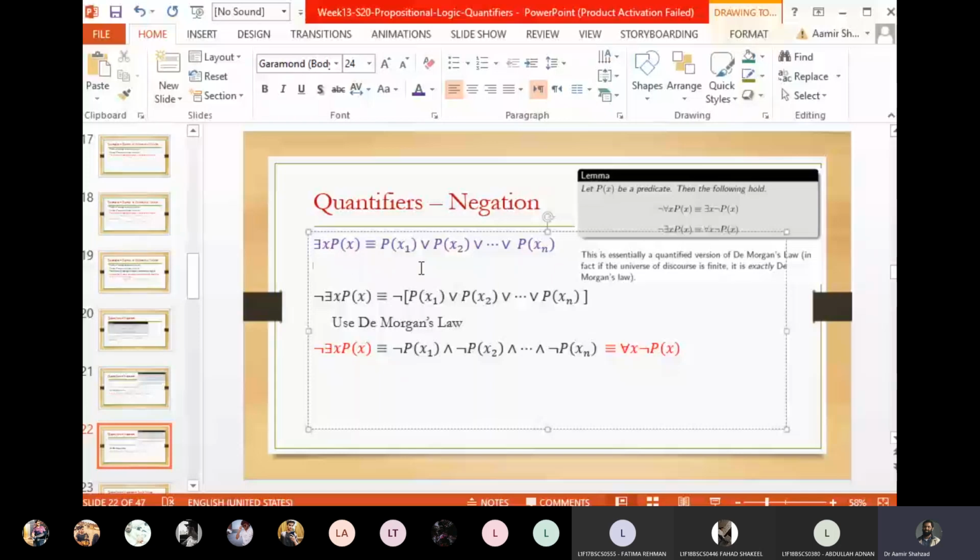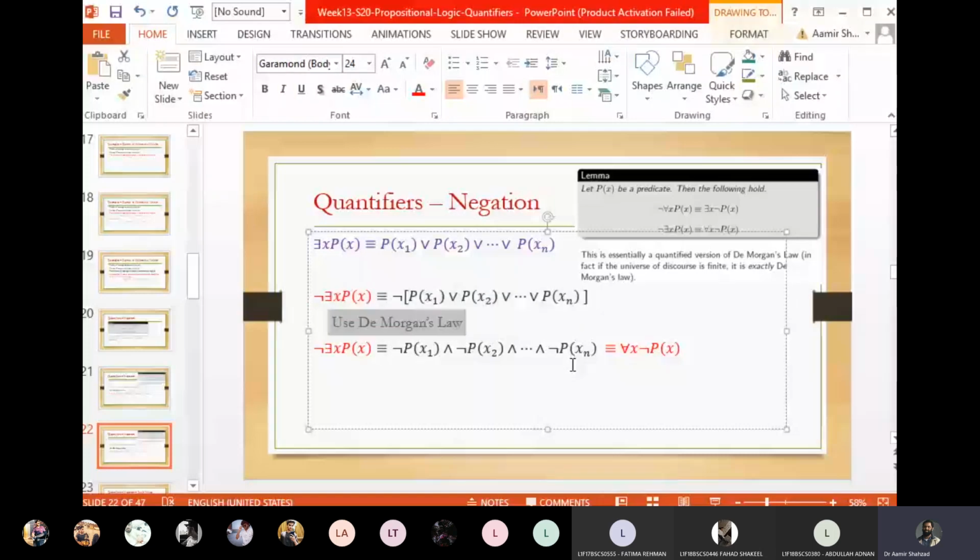So it means p of x1 के लिए true है, या p of x2 के लिए true है, या p of x3 के लिए true है, या so on, p of xn के लिए true है, किसी एक के लिए true है. So it's OR operator disjunction. और अगर हम इसका negation लेते हैं, negation of there exists x p of x, so it means we have to take negation of the OR operator, so negation of p of x1 or p of x2 or p of xn.